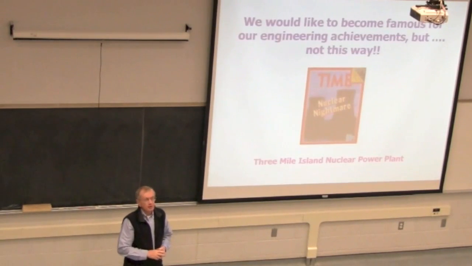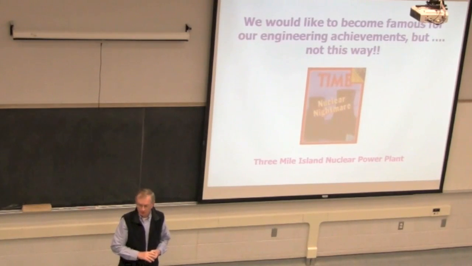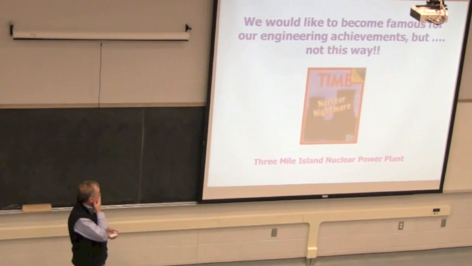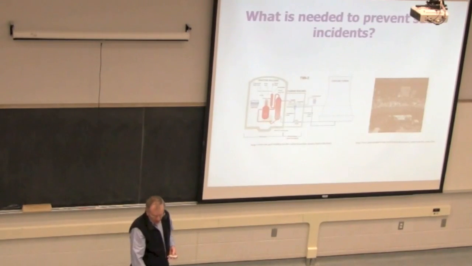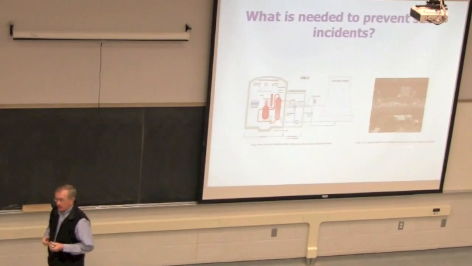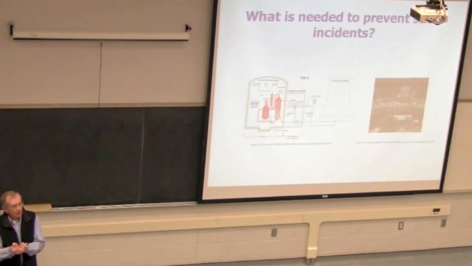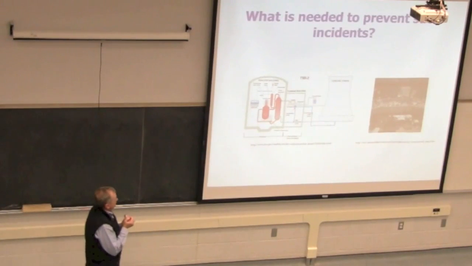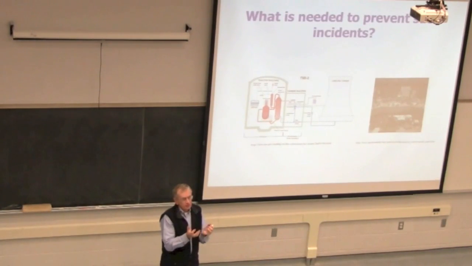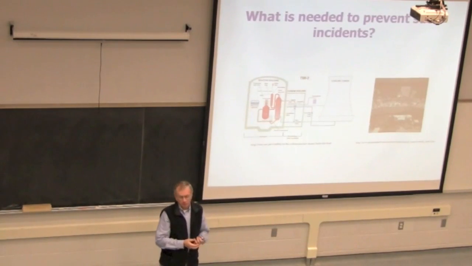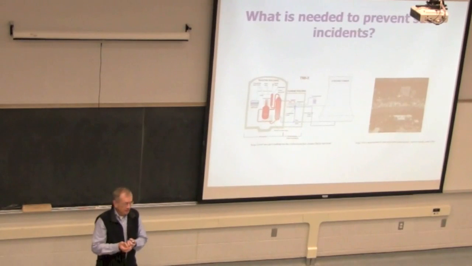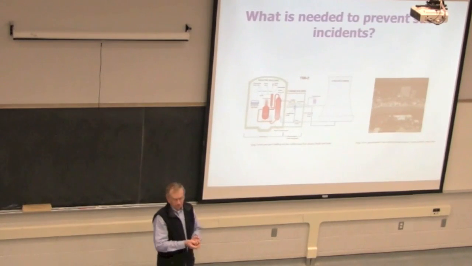Okay, so we want to be famous, right? Not infamous. We want to be famous for this. So we've got such good engineers. So what do we need to prevent these kinds of incidents? Now, things are going to go wrong always. Things are going to go wrong. And we have to make sure that our system is, sometimes we call it, robust to these kinds of incidents. People are going to make mistakes, equipment is going to break.